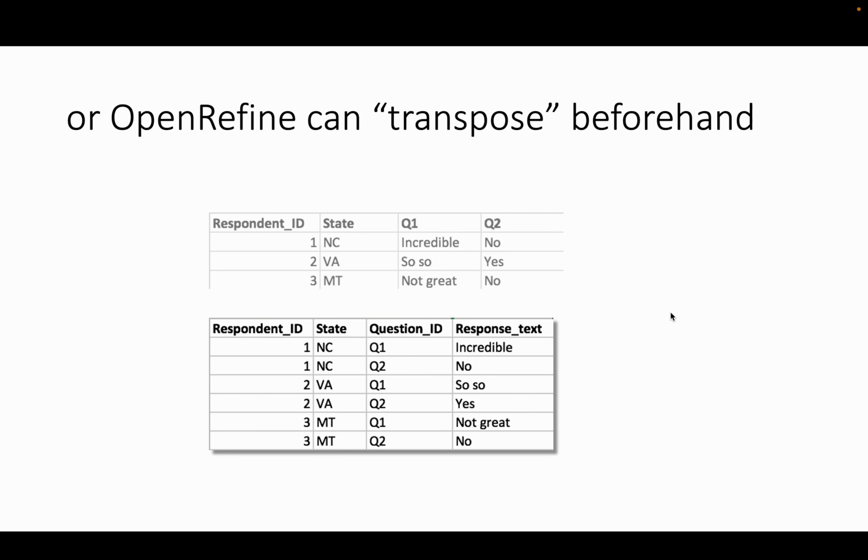But there are times when it's handy, or you may have a preference, to do that transformation in another program first. And one example is you can use the data cleaning and transformation software called OpenRefine. It's a free open source software. You can use that to transpose data across columns into rows, and then just open it directly in Tableau.